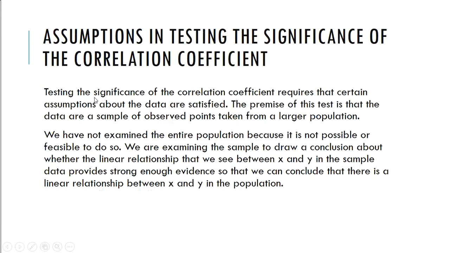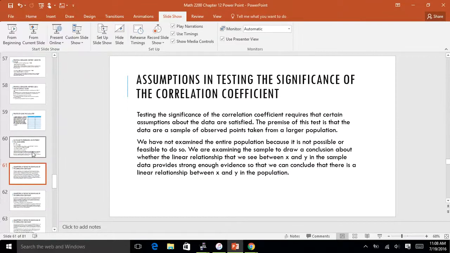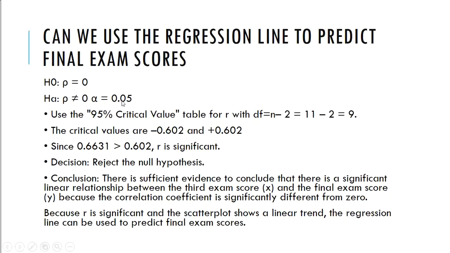And I put right there that alpha equals 0.05. That's just a way of me knowing the level of significance. Using the 95% critical value table for R with the degrees of freedom n minus 2, because remember I had 11 data values in my set of data. Don't think of X as an individual set and Y. You've got to think of them as one point equals X and Y. So I have 11 X and Y points together. So 11 minus 2 equals 9.